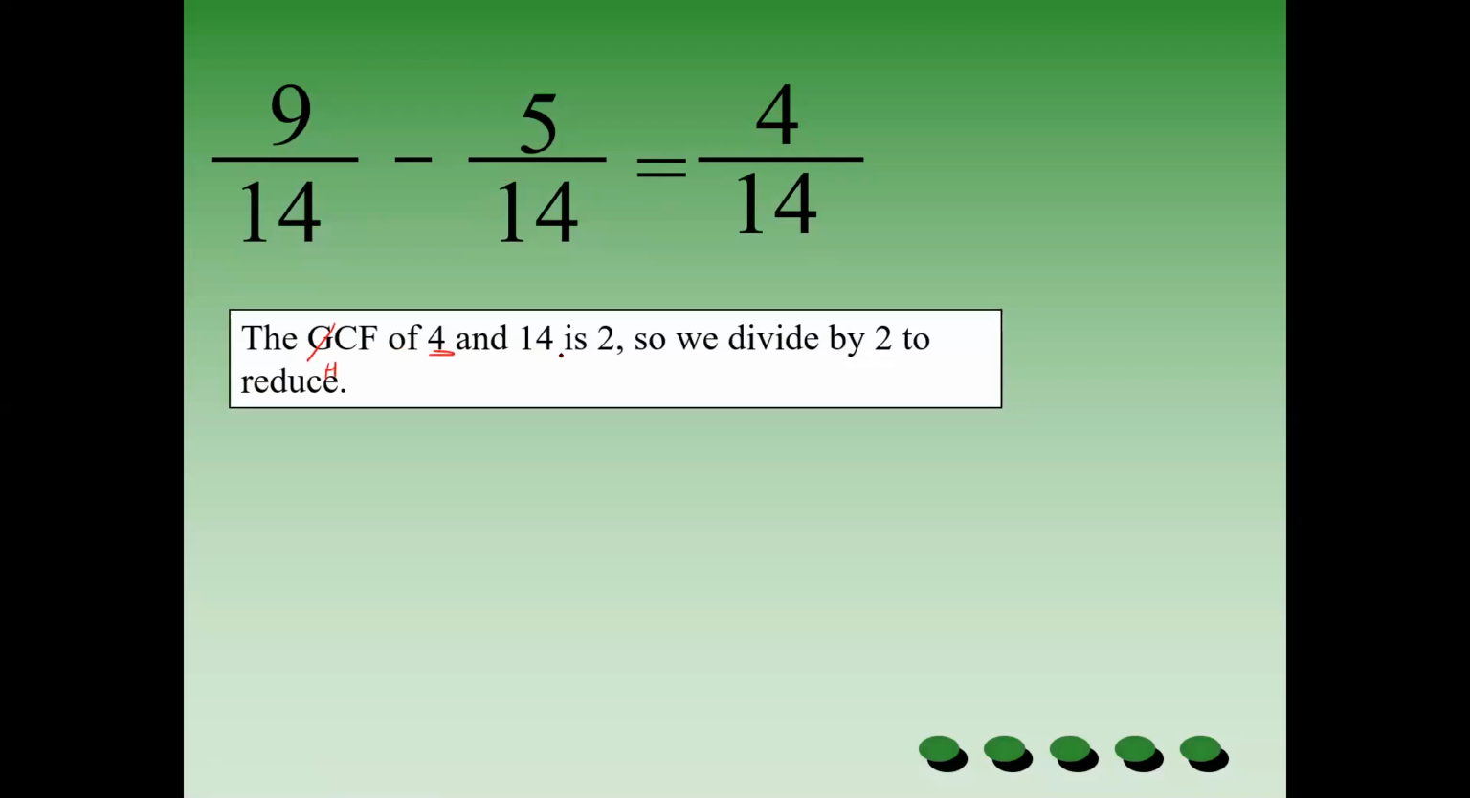HCF of 4 and 14 is 2. So we can divide by 2 to reduce it. We can reduce both the numbers by 2. 2 2s are 4, 2 7s are 14. So 2 upon 7.